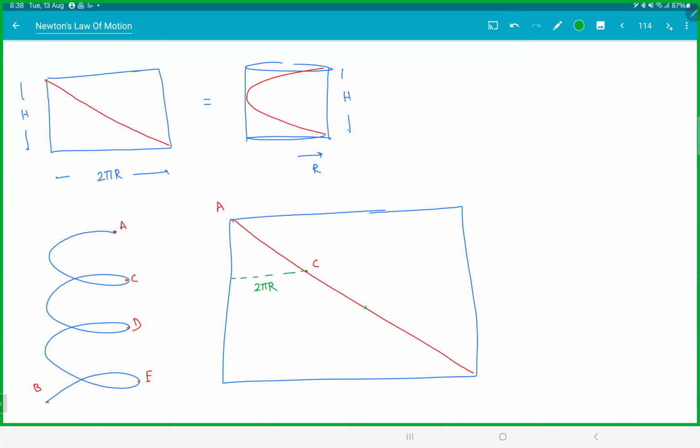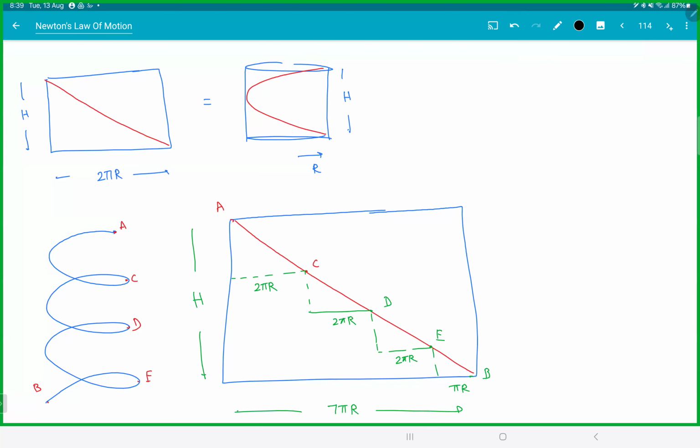When you go from C to D, you completed 1 more turn. So from C to D, again another 2 pi r. From D to E, again 1 more turn, another 2 pi r. From E to B, it's a half turn, so that is pi r. That means this total horizontal distance is 7 pi r, and this height is h.